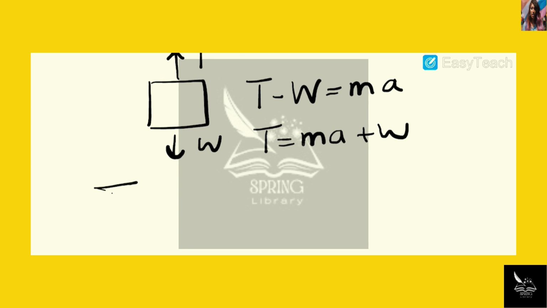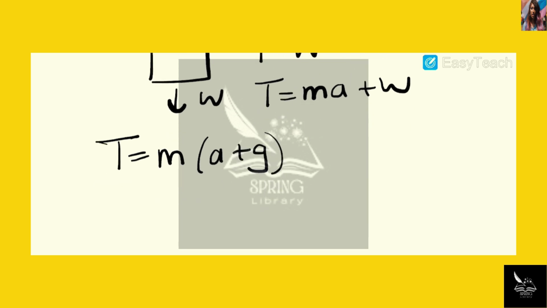We can go ahead and take out the mass and say that this is equal to m times (a plus g). Remember that we know the mass to be equal to 150 kilograms. We know the acceleration that we just solved for is aB, and we know gravity. Therefore, we can get the tension force to be equal to 1.63 kilonewtons. And that's our final answer.